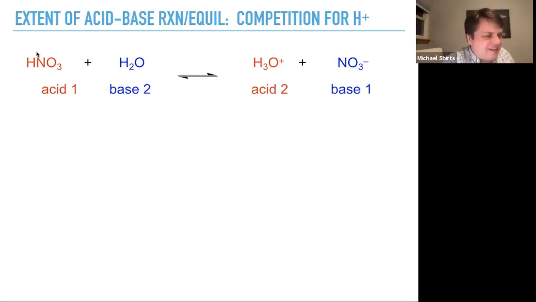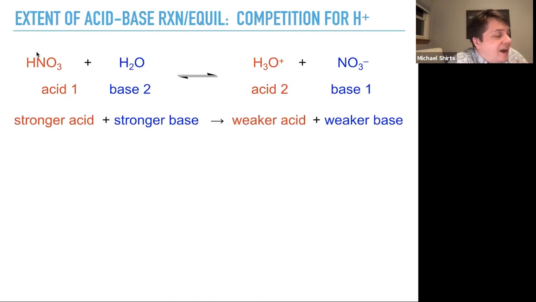So when we're looking at the extent of acid-base reactions and equilibria, when we're looking at strength of acids, it's really about a competition for the H+. So nitric acid is quite a strong acid. And in this case, when it reacts with H2O, then you get almost entirely nitrate ion, NO3 minus, and creation of a lot of hydronium. And so here, nitric acid is the stronger acid, and H2O is the stronger base, because nitric acid can get water to take all of its hydrogens, leaving only nitrate. So it must be the stronger acid.